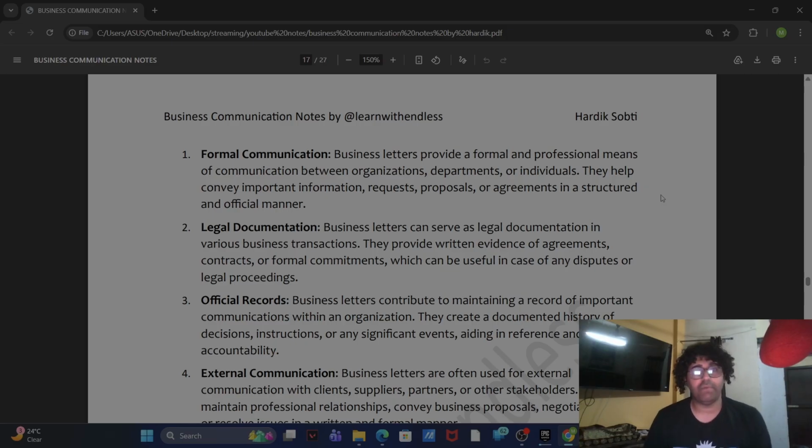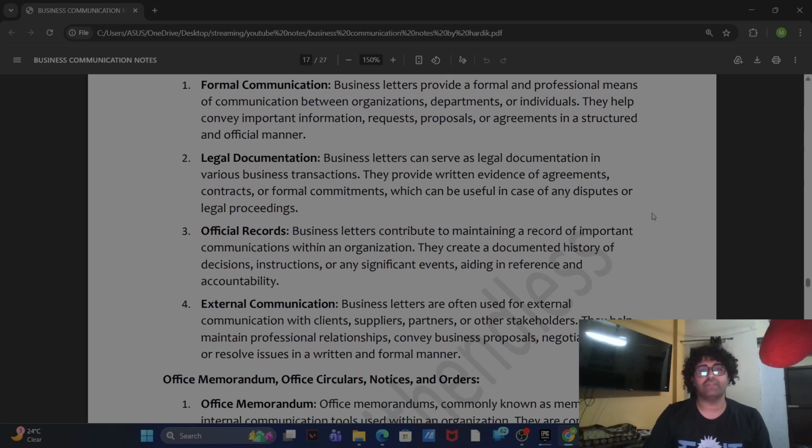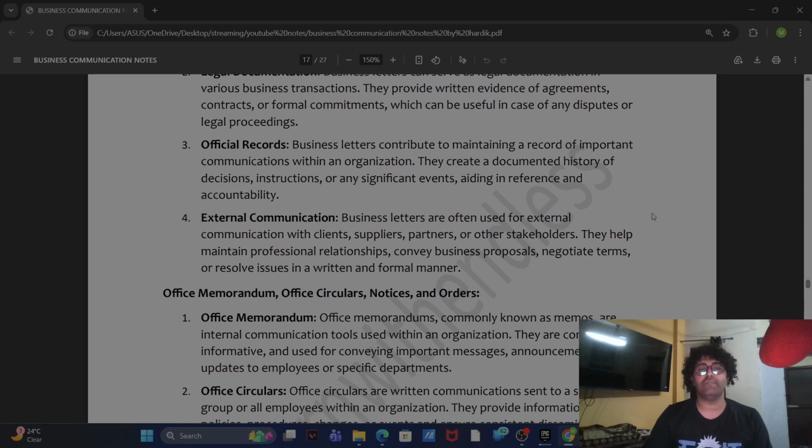They help convey important information, requests, proposals, or agreements in a structured and official manner. Legal documentation: business letters can serve as legal documentation in various business transactions. They provide written evidence of agreements, contracts, or formal commitments, which can be useful in case of any disputes or legal proceedings. Official records: business letters contribute to maintaining a record of important communications within an organization. They create a documented history of decisions, instructions, or any significant event, aiding in reference and accountability.